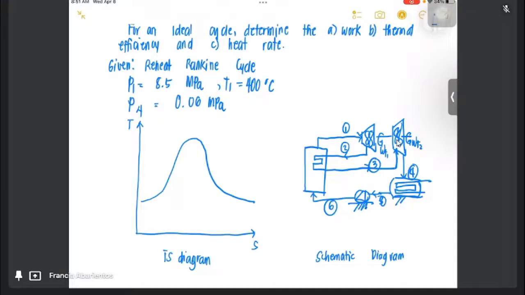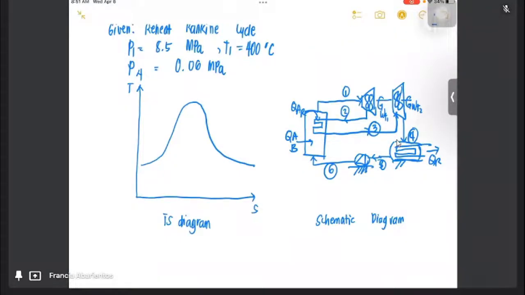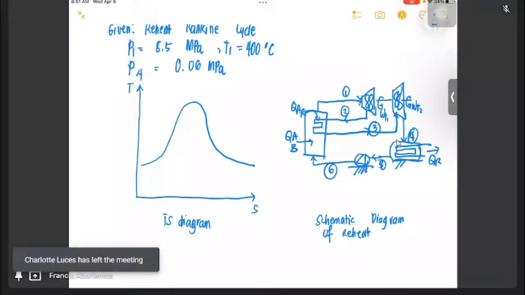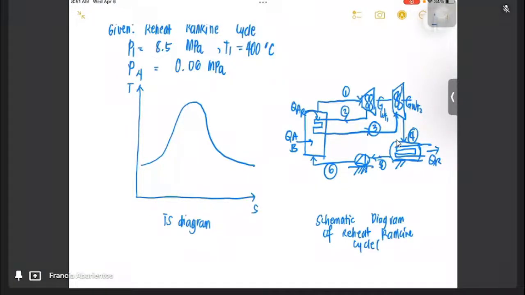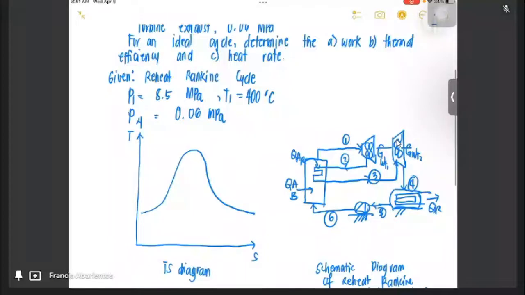Okay. So, may heat added ka sa boiler. And may heat added ka din sa reheater. This is your reheat. Okay? May heat rejected ka dito sa condenser. So, this is the schematic diagram of reheat. So, one stage lang to class ha. One stage. Mamaya na yung TS diagram natin.